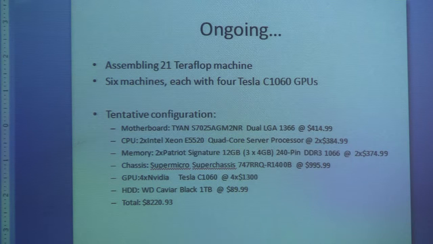So this machine that we're putting together will be a 21 teraflop machine. Right now, it's single precision, so it's not double precision. If you look at the list of the 500 fastest supercomputers in the world, this would be around number 380 or something like that. And it's going to cost something like $50,000.